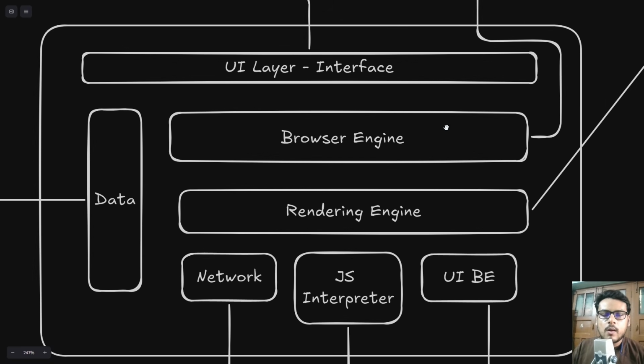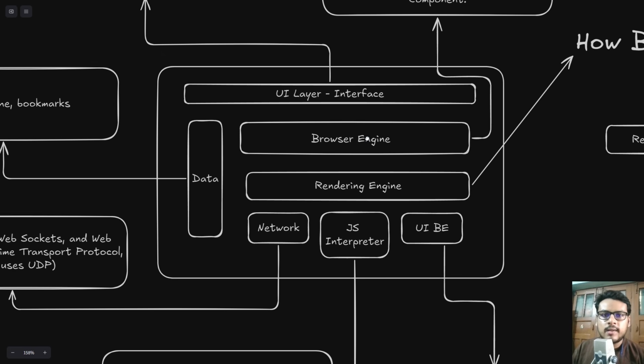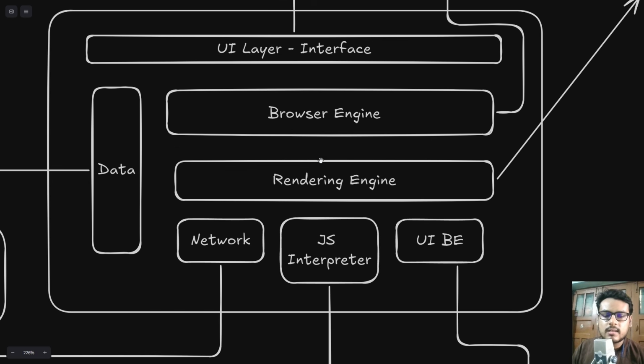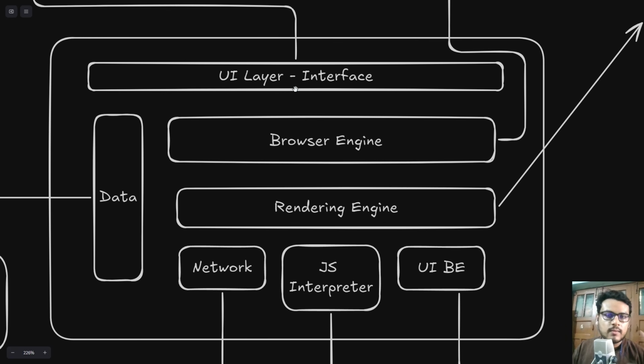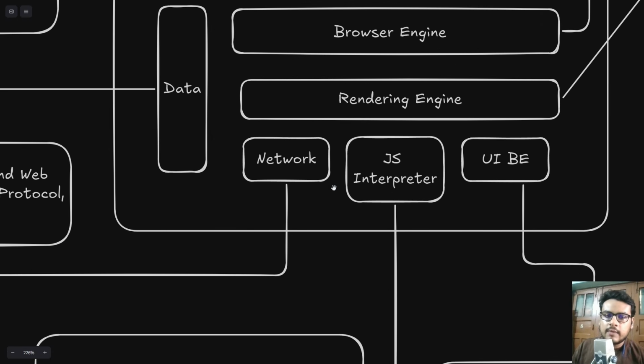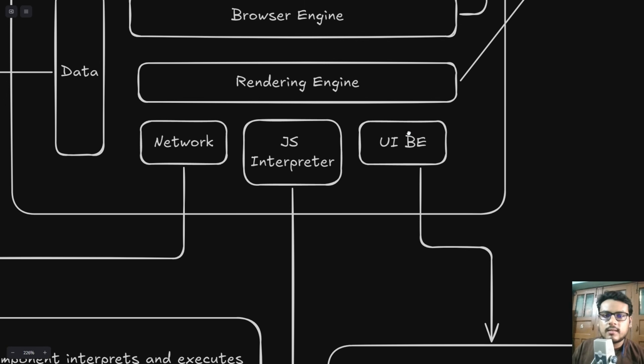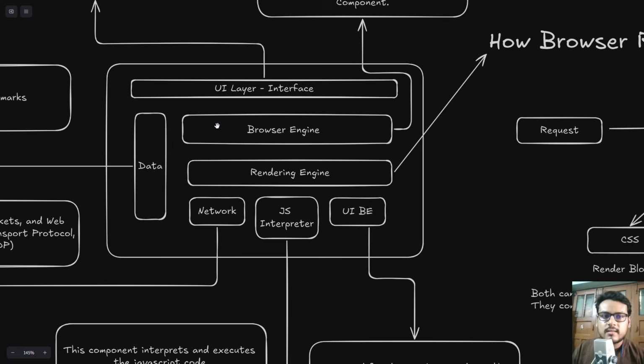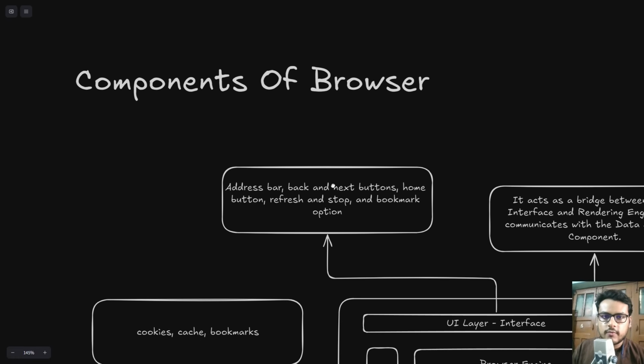So these were all the small components, just an overview. But the main part is the rendering engine. Before starting it, let's quickly recap. The UI layer is everything visible on the screen to the naked eye of the user. The browser engine acts as a mediator between the rendering engine and the UI layer. Then we have the data layer for storing data, the network layer for HTTP, the JS interpreter to interpret and execute code, and the UI backend, which is the brain of the UI layer interface. So this was the basic understanding of the various components of a browser.